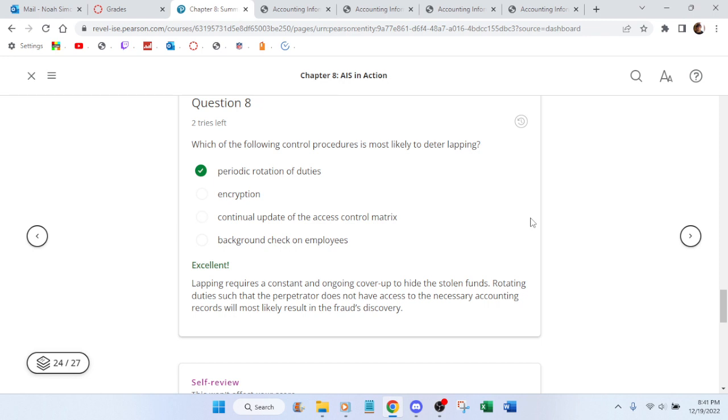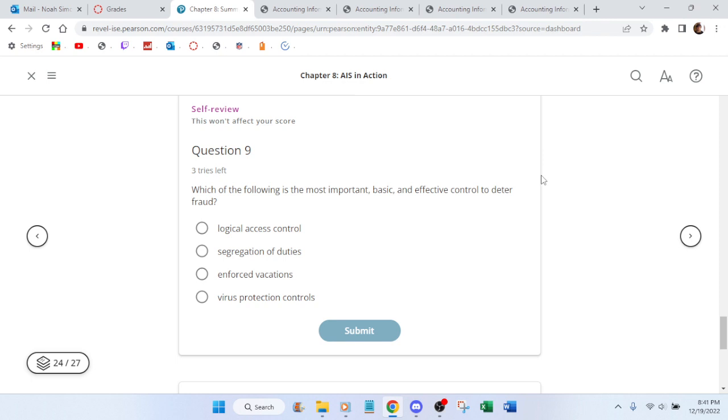Lapping requires a constant and ongoing cover-up to hide the stolen funds. Rotating duties such that the perpetrator does not have access to the necessary accounting records will most likely result in this fraud's discovery. Which of the following is the most important, basic, and effective control to deter fraud?